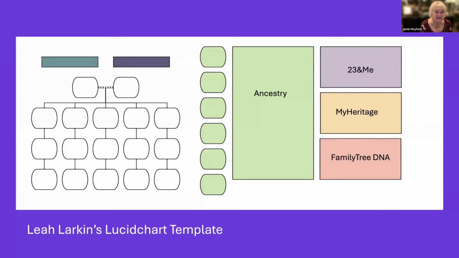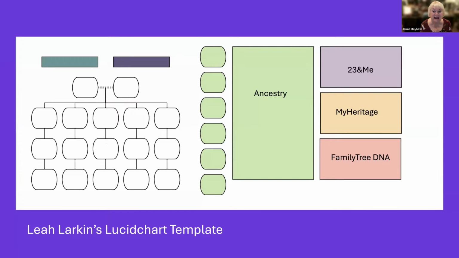What she does to make her charts make more sense: first, you'll see a few things. She uses double lines to show marriage. She uses straight lines to show the descendants. And she also uses it for DNA.